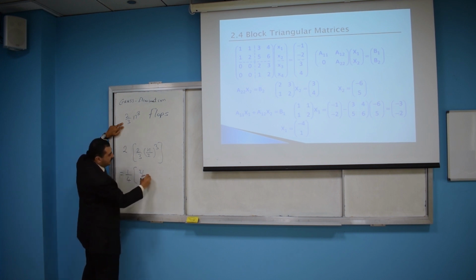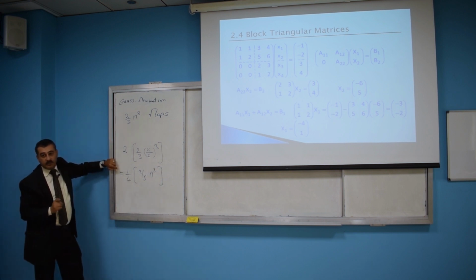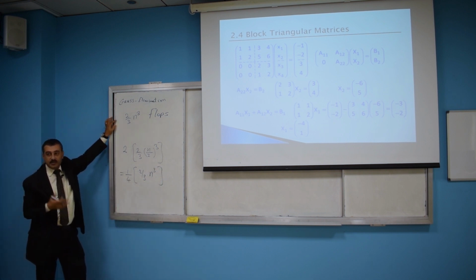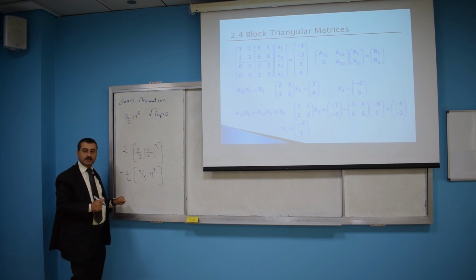2 over 3 n cube actually will take 1 over 4 of the time. يبقى إنت عامل saving ل 75% of your time لما استفدت من البارتيشن. اوكي.